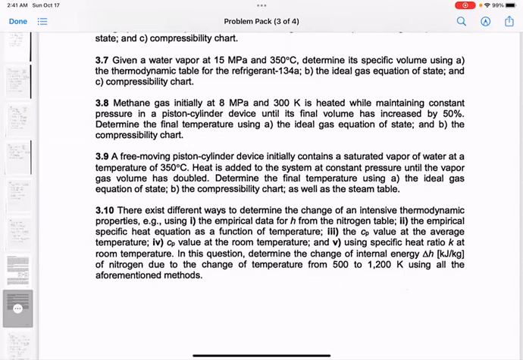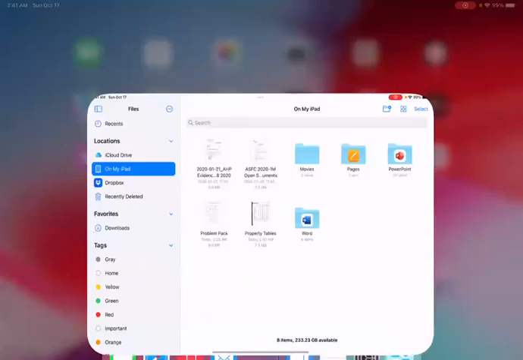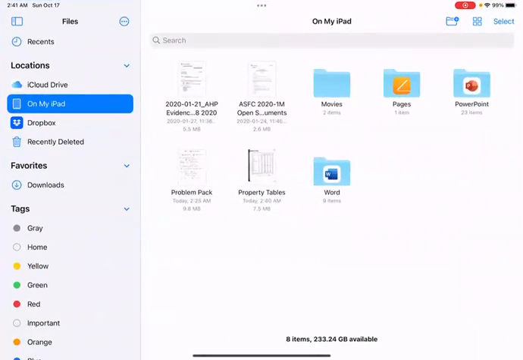So we're going to go with question 3.8. Methane gas, initially at 8 megapascals and 300 Kelvin, is heated while maintaining constant pressure in a piston cylinder device until its final volume has increased by 50%. Determine the final temperature using the ideal gas equation of state and the compressibility chart. So let's get the property tables ready.